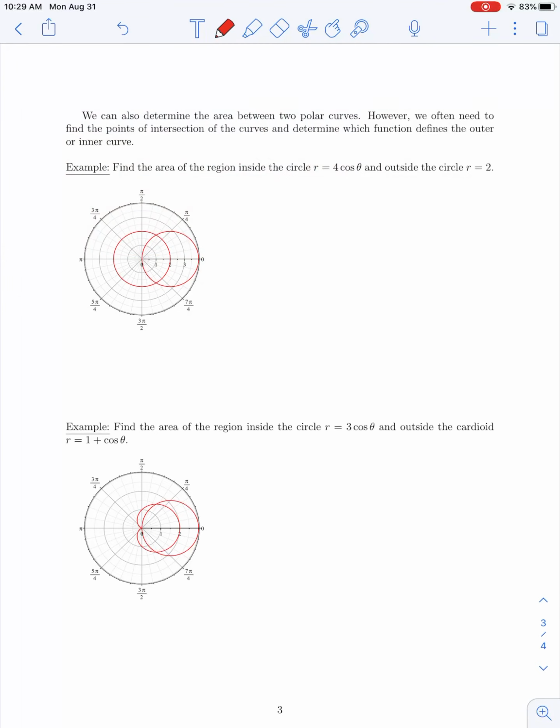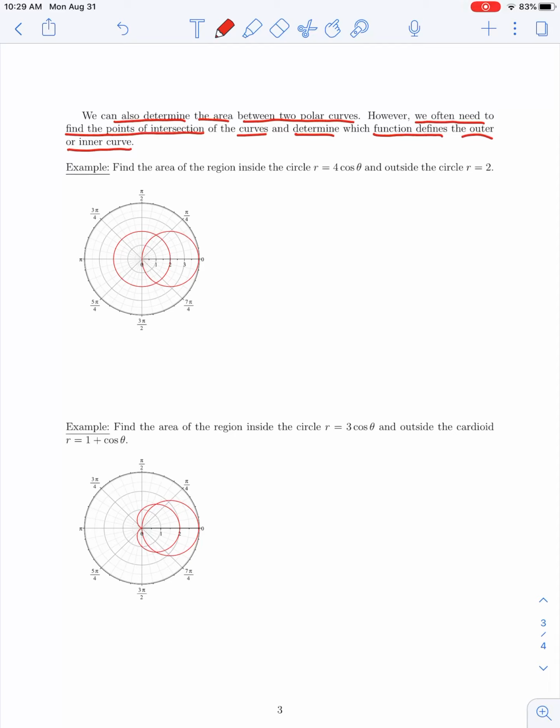Now, in order to do that, to determine the area of a region between two polar curves, we will often need to find the points of intersection of those curves to determine the region over which we're going to integrate, and also to determine which function defines the outer or the inner curve.